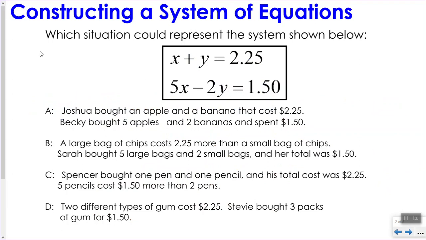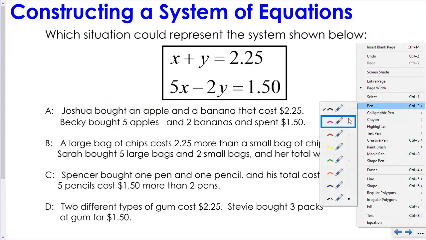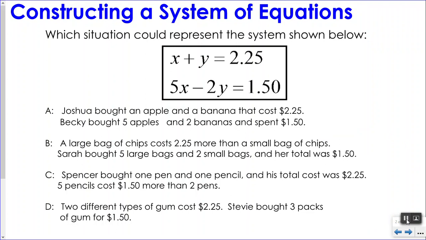So, take a look at this first question. We want to know which situation of the four options below could represent the system x plus y equals 2.25 and 5x minus 2y equals 1.50. Go ahead and pause the video, and once you have an answer, start it back up again.